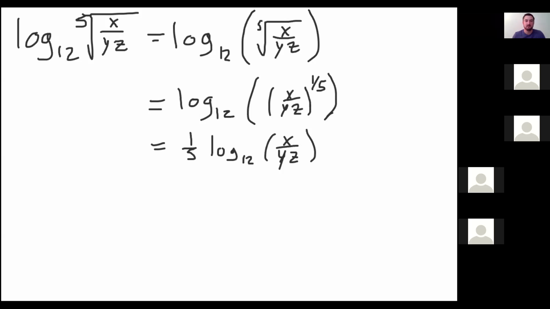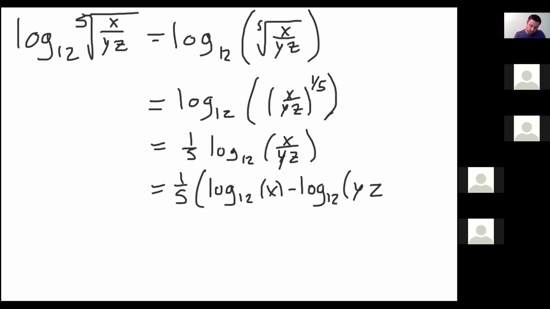Then from there, it's going to be hopefully relatively simple now, especially if we're getting comfortable with this. Because again, I see division inside that log. So the first thing to do would be to take log base 12 of the stuff on top minus the log base 12 of the stuff on bottom. So this will be 1/5 times what this log expands into, which would be log base 12 of x minus log base 12 of y times z. Because I'm just rewriting what log base 12 of x divided by y times z is, and I got to make sure I multiply that entire thing by a 1/5.